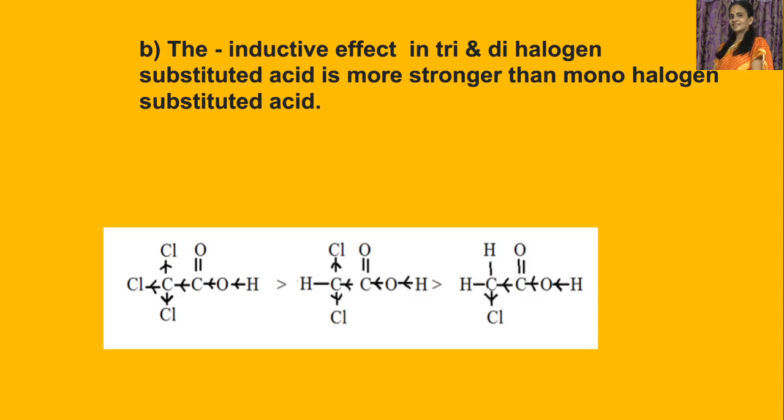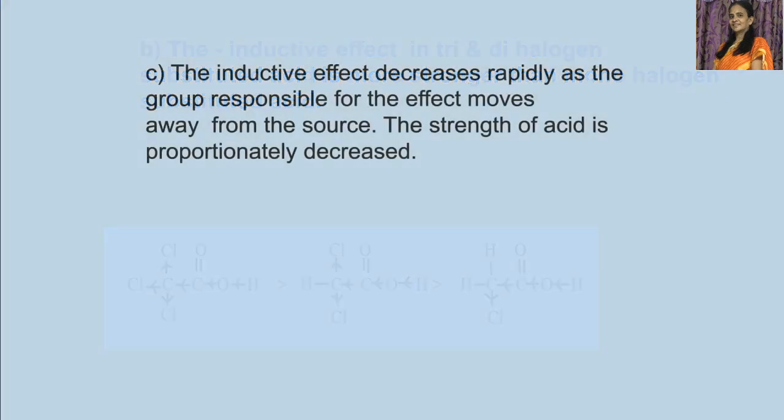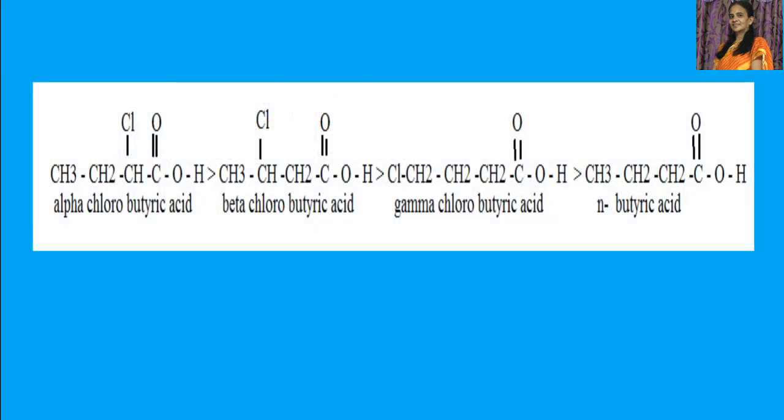Okay. Now, let us consider another type. Here, the inductive effect decreases rapidly as the group responsible for the effect moves away from the source. The strength of the acid is proportionately decreased. That is, when the group responsible for the inductive effect moves away from the source, the strength of the acid also decreases. Now, let us explain this with a suitable example.